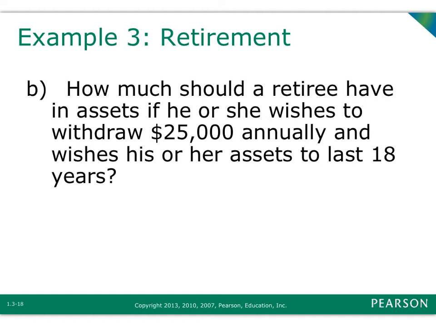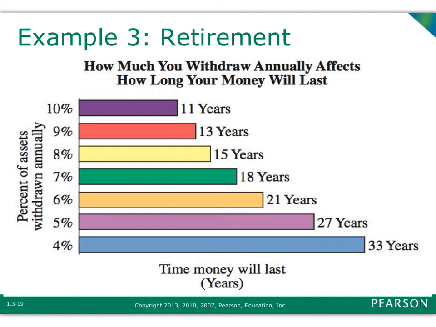The next question is how much should a retiree have in assets if he or she wishes to withdraw $25,000 annually and wishes to have his or her assets last 18 years? So again, we go back to the chart of how long it will take for your assets to last. So we come here at 18 years and we see 7%.